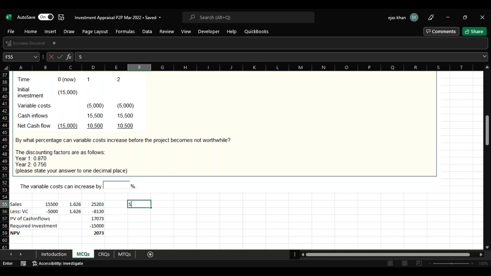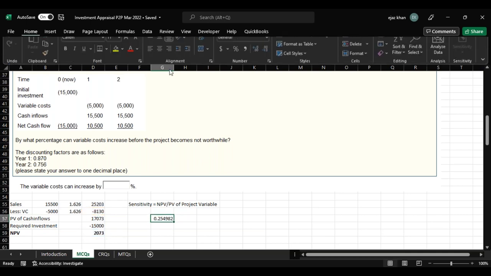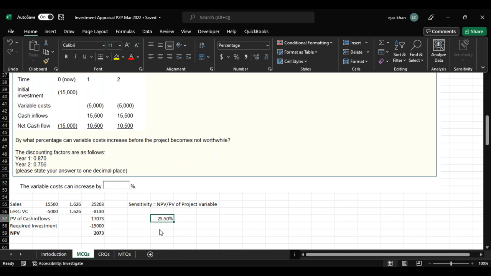The formula for calculating sensitivity is whatever NPV you calculate, divided by the present value of the project variable. NPV in this case is 2,073, divided by the project variable, in this case the variable cost, as they are asking how much change we can afford in the variable cost. The present value of the variable cost is 8,130. We divide NPV by it and convert it into a percentage. So it's 25.5%, and as per their requirement, we report it to a single decimal place, 25.5%.